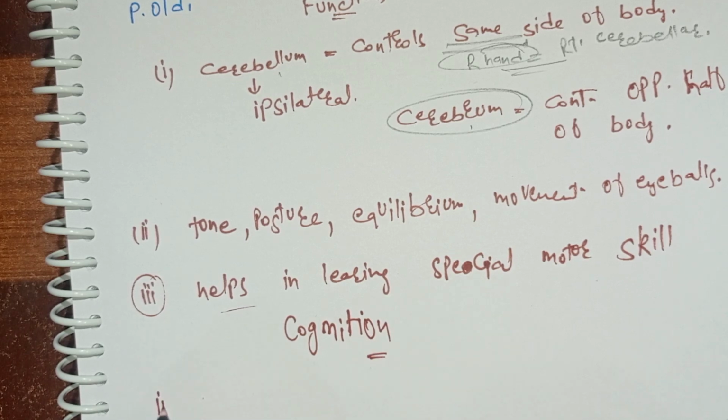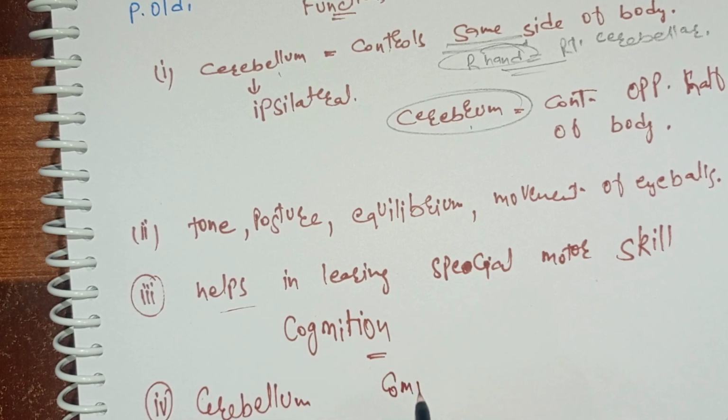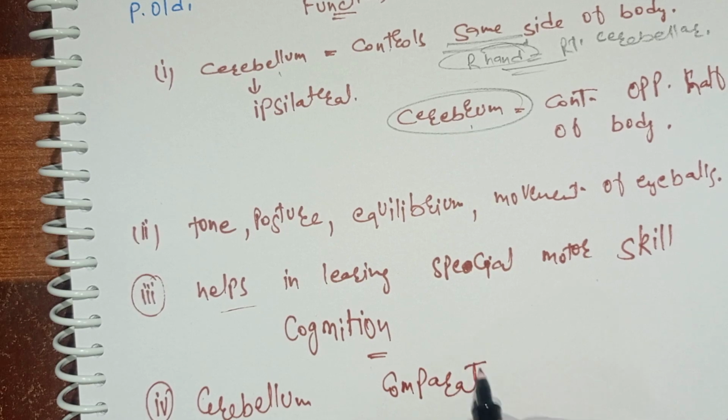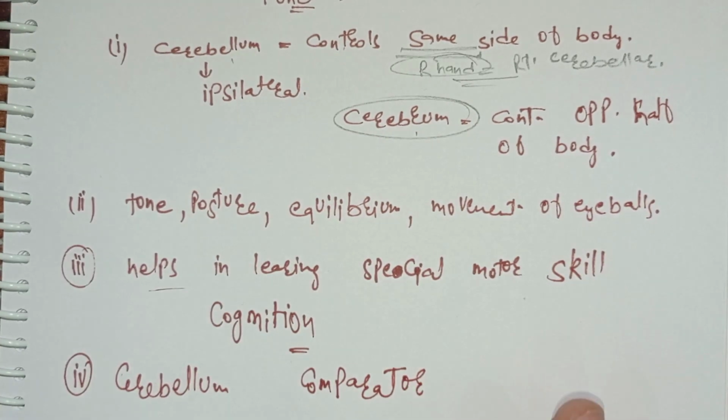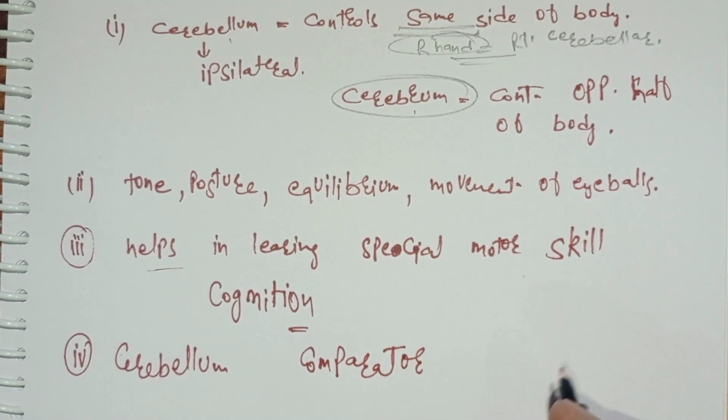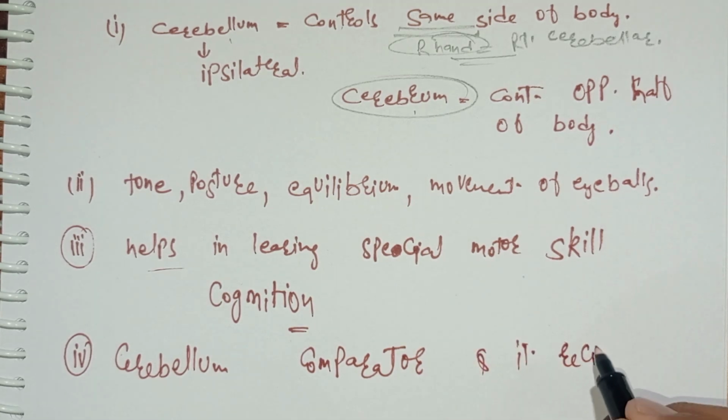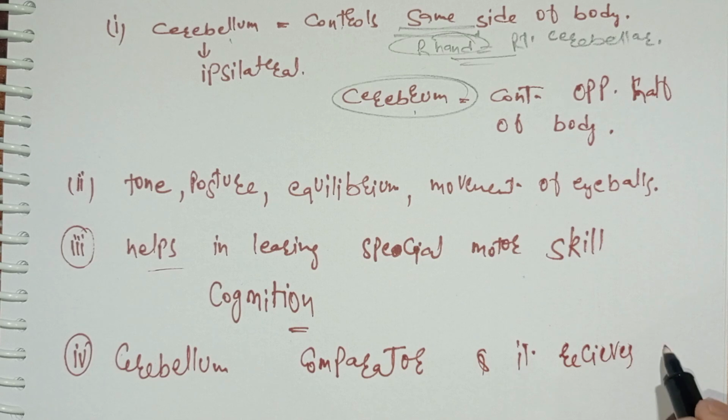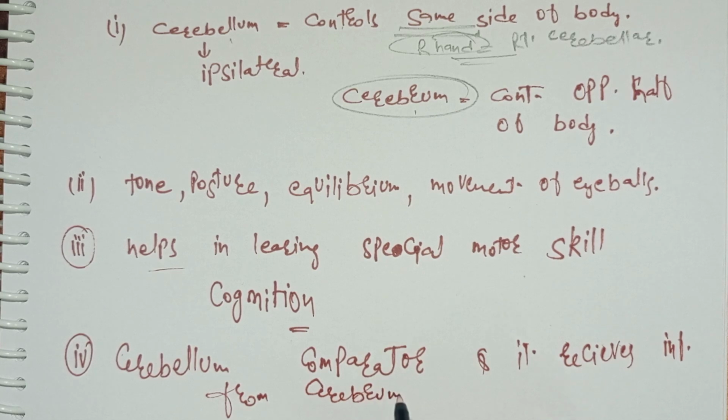Number fourth point, the cerebellum functions as a comparator, and it receives its information from the cerebrum and spinal cord.